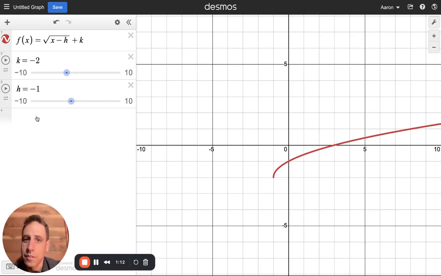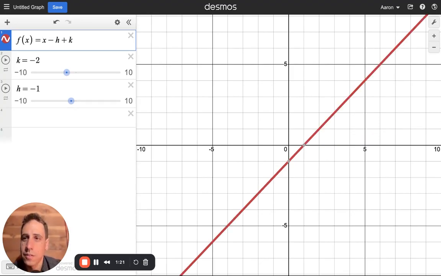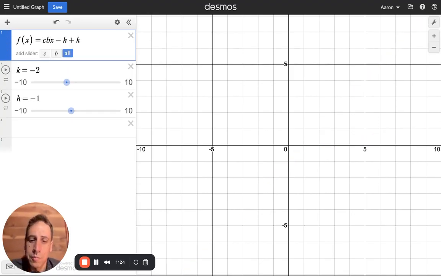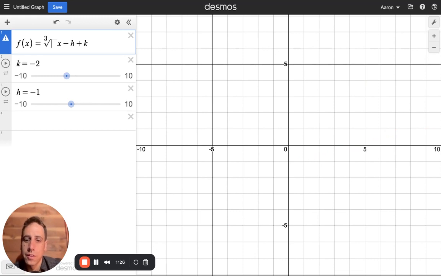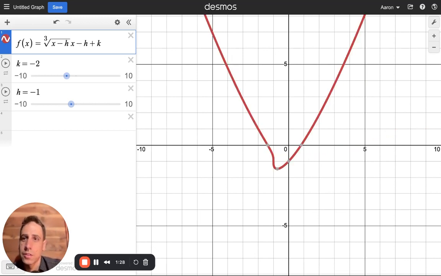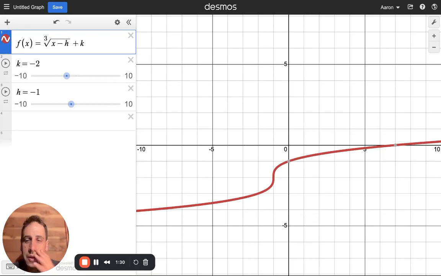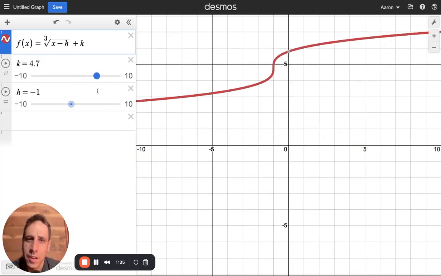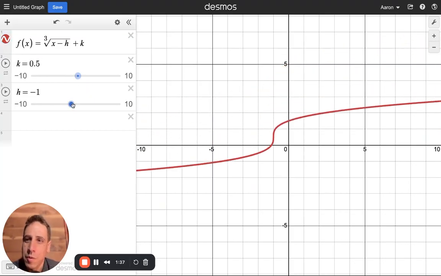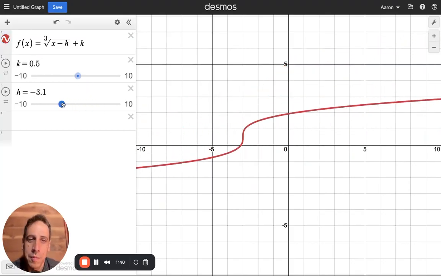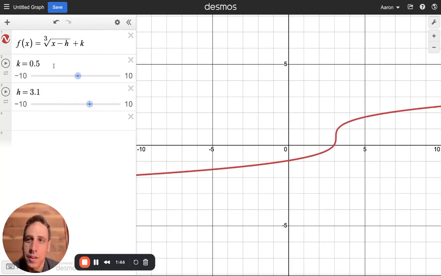Let's see. Well, the next thing I want to do is change this from square root, delete this, to cbrt, cube root, x minus h. Let me delete all this. And there it is. There's the cube root function. I'm not exactly going to explain the cube root function. Maybe I will later, or maybe you have some experience with it. But the point is, we can make a function and we can translate it as much as we want.